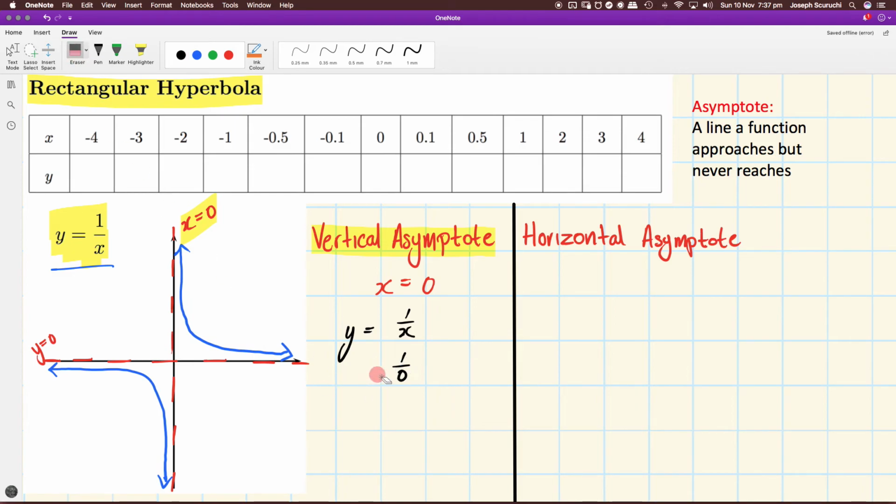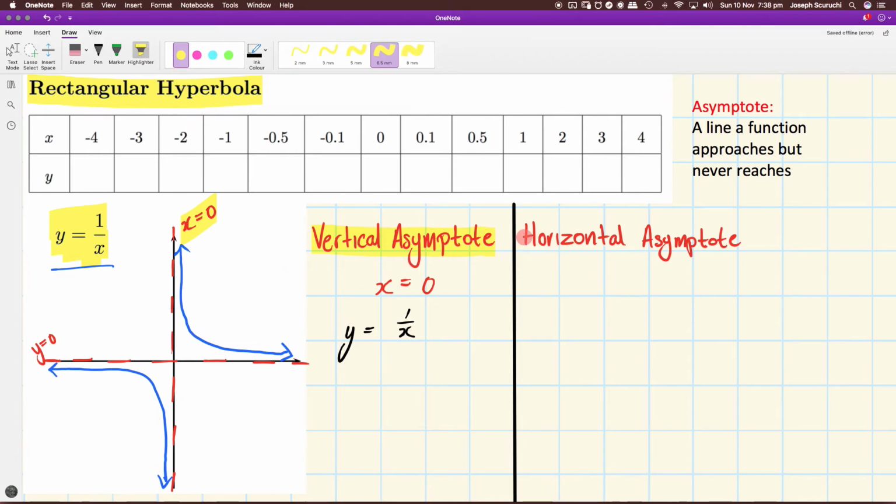x cannot equal 0, and because x cannot equal 0, that's how we know that our asymptote will be x equals 0. Remembering that an asymptote is a line that a function approaches but never actually touches. So on for infinity, y equals 1 over x will approach x equals 0 and approach y equals 0 but never touch it. Perfect. So that's how we knew about the vertical asymptote.